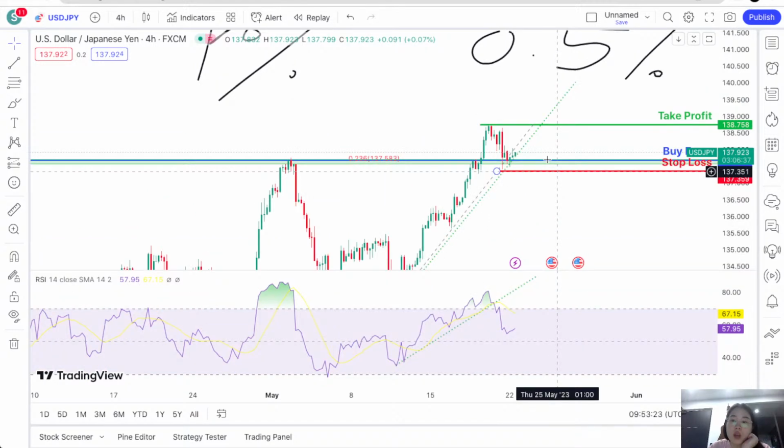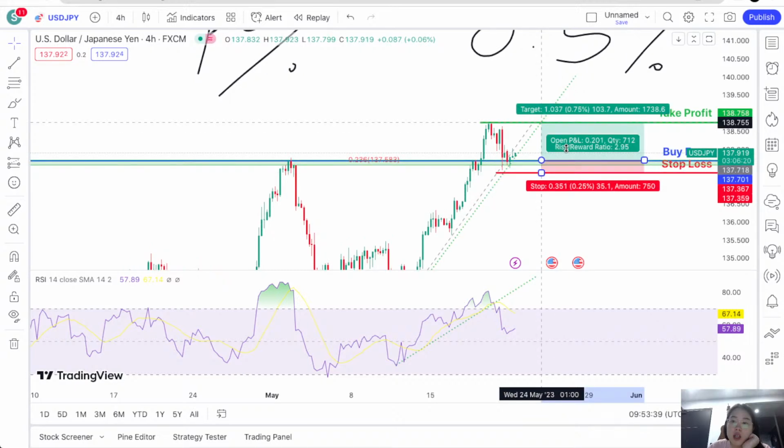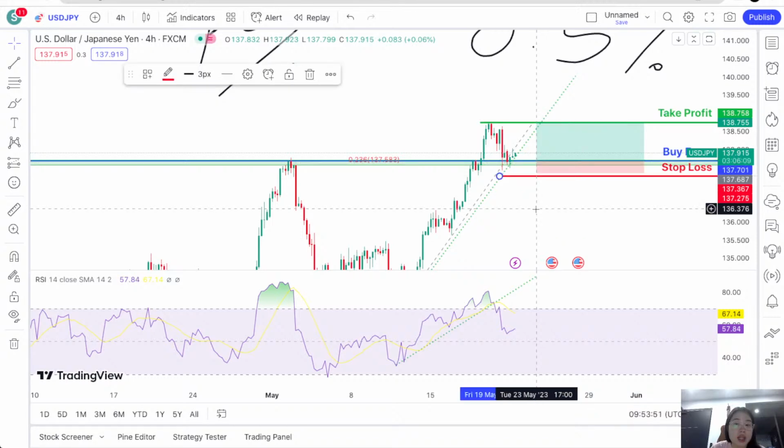I think the risk to reward is, in the event price really just bounces from here, about 1 to 3. It can be anywhere from 1 to 3 to 1 to 4, depending on where you put your stop loss as well, if you want to give yourself a bit of breathing space.